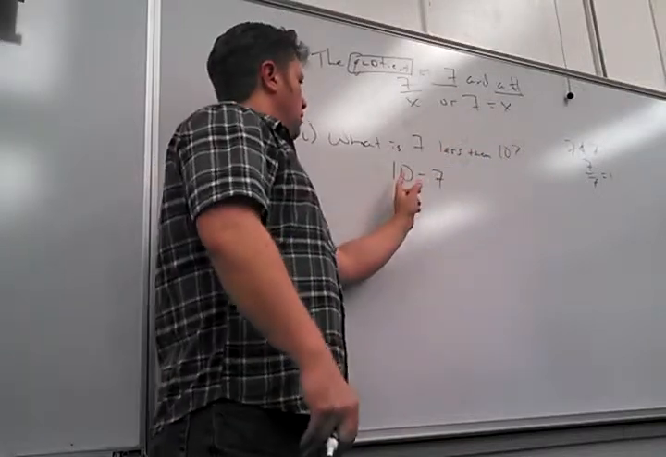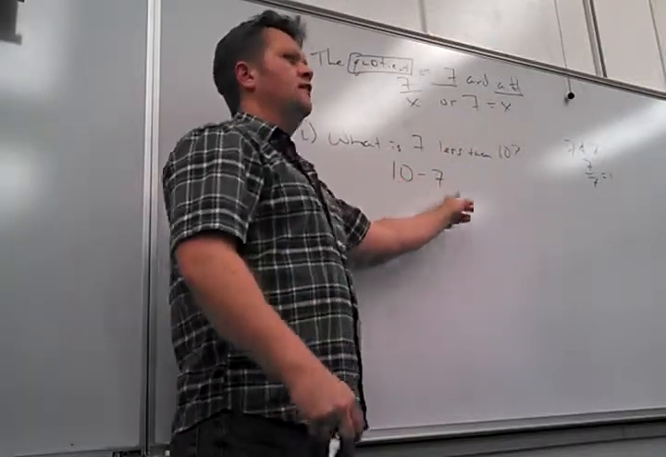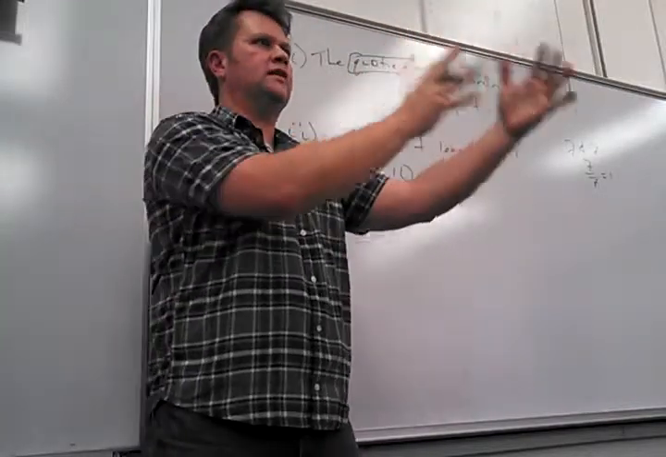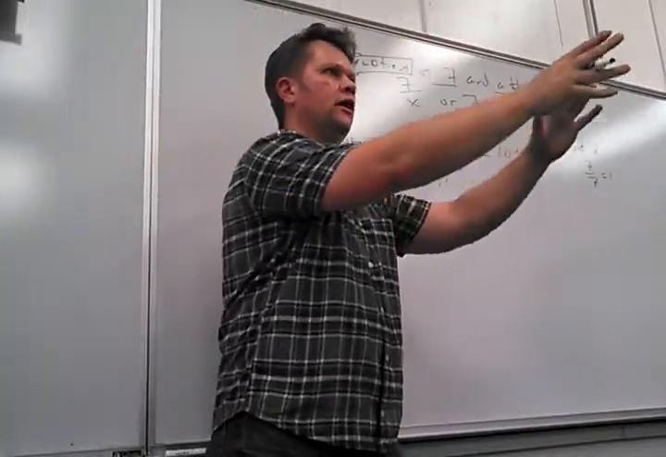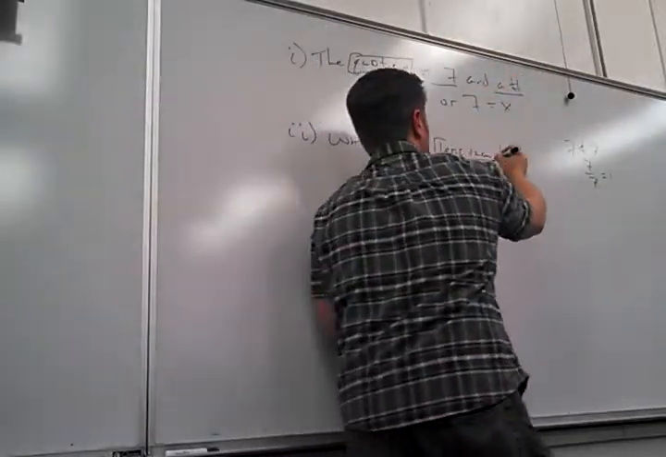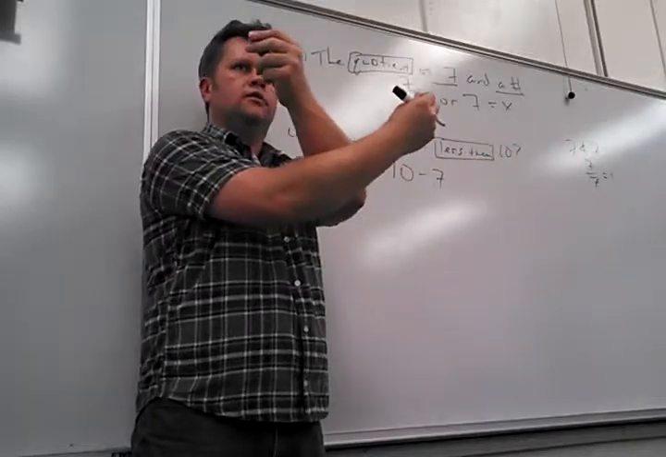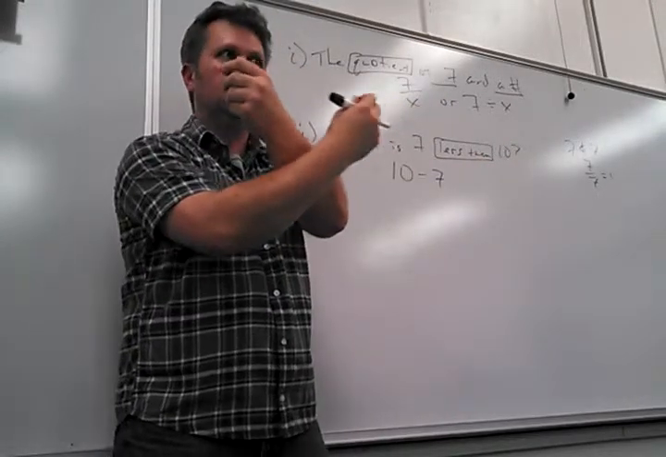So I could say, what is 10 decreased by 7? And then English and math both agree. What is 10 decreased by 7? It's exactly the order that it came in, right? But when I say it like this, what is 7 less than 10? I have to write it 10 minus 7, because that's really what the English means.